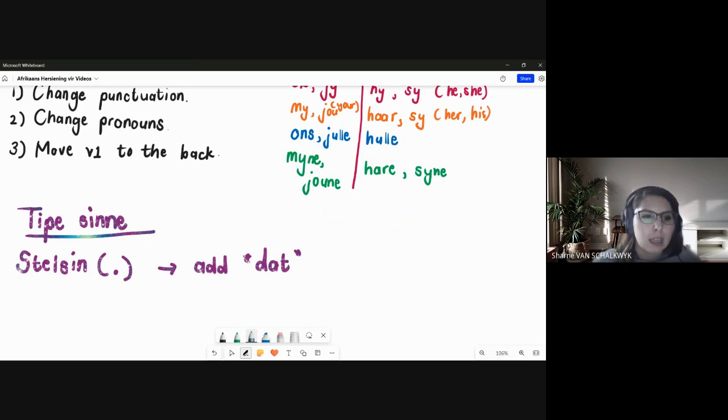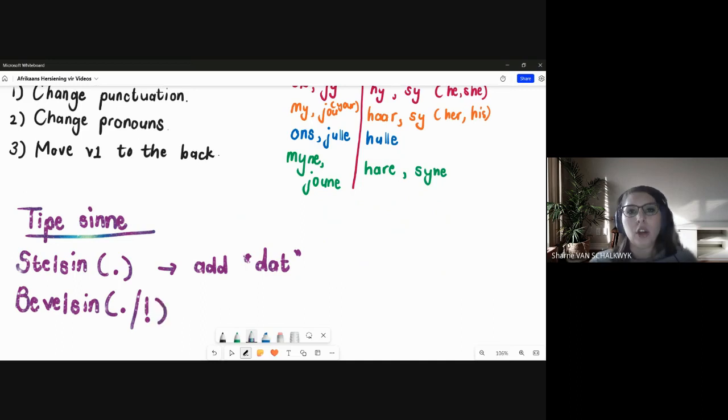Then let's first go to a bevelsin. A bevelsin is a command. I can give you an instruction or a command without screaming, or I can give it to you while screaming. Something teachers tend to scream is keep quiet, bly stil. So I raise my voice. For a command, you can either have a full stop or an exclamation mark. But we know it's a command because it's a sentence that starts with a verb. We'll also add dat.